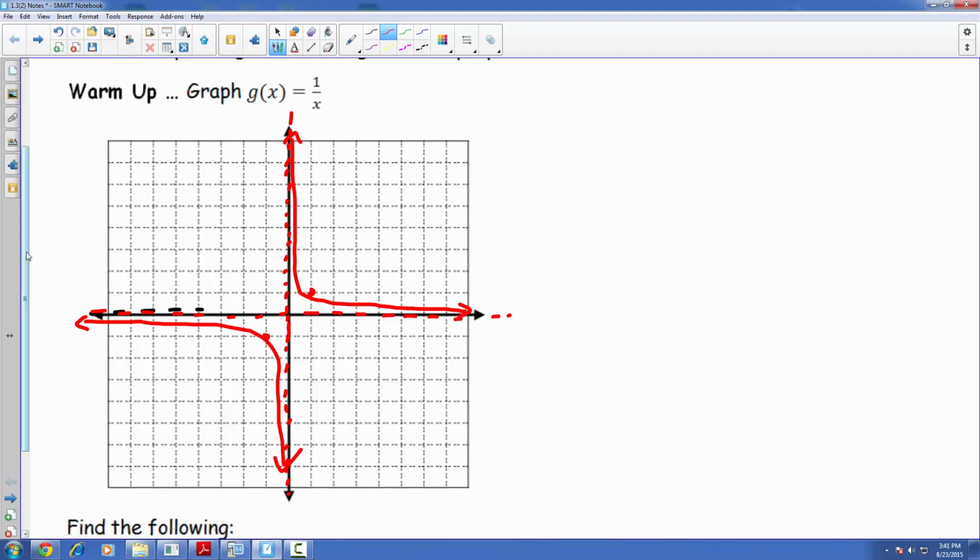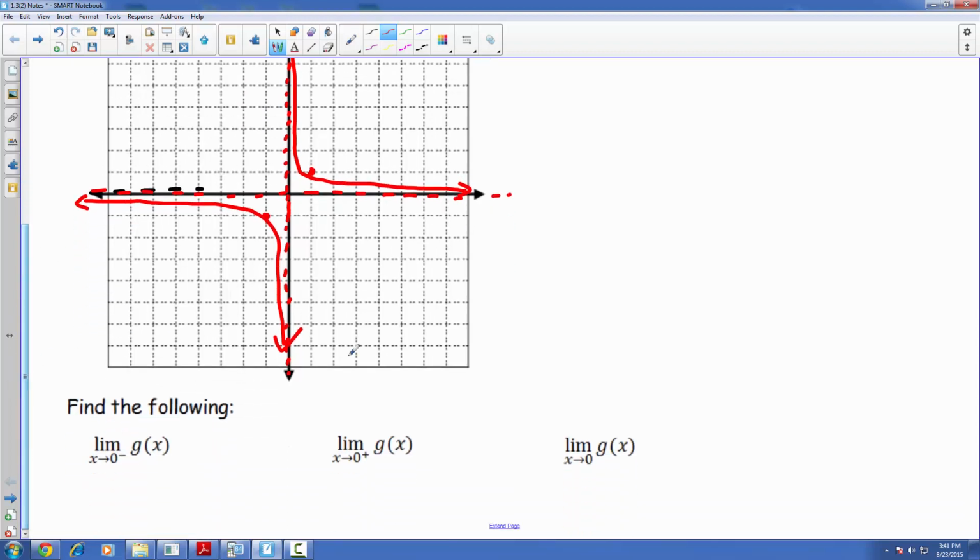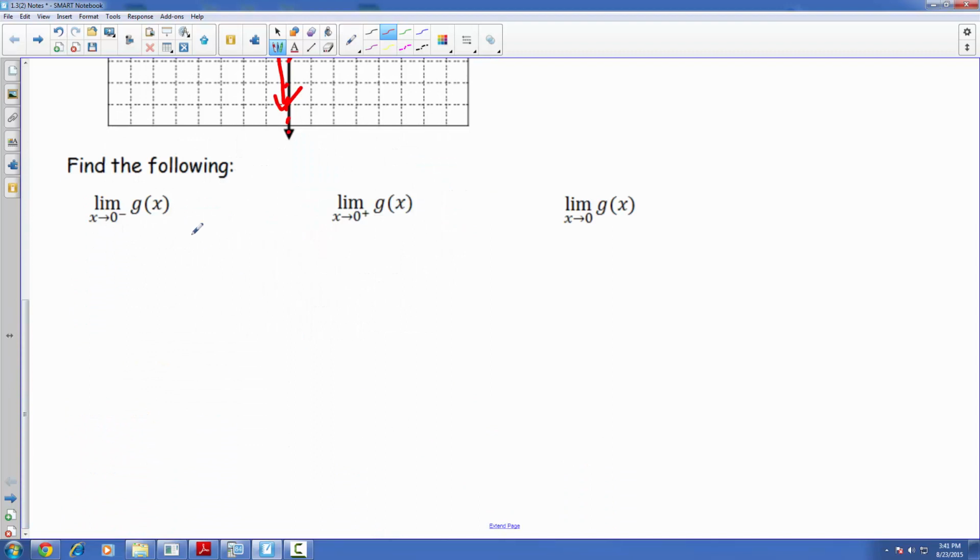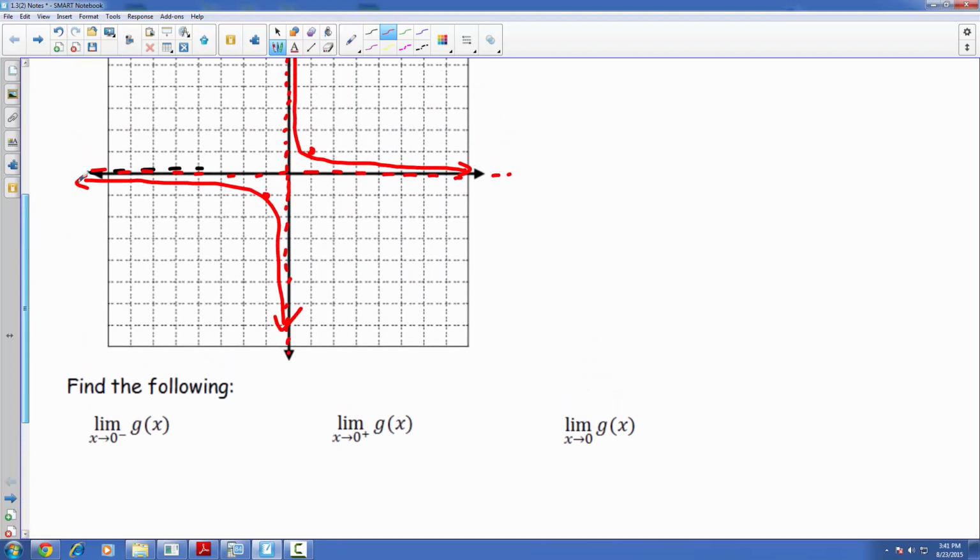Now, when we're discussing some of the limits involved, we have the limit as x approaches 0 from the left of that g of x function. Let's talk about what's going on there. As you approach 0 from the left, we are going downwards towards negative infinity. So this would come out to be negative infinity. Anytime a limit is infinity or negative infinity, that limit does not exist. So this should be a DNE.